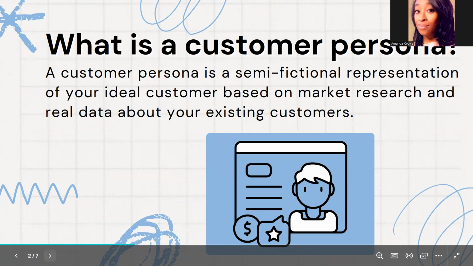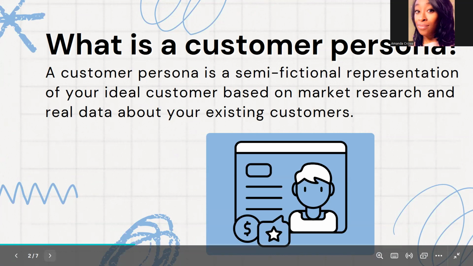A customer persona is your description of your perfect customer. This is your gold star customer. This is the person who is the most likely to purchase your product or service. That doesn't mean that this is your only customer. It means that this is the ideal customer.